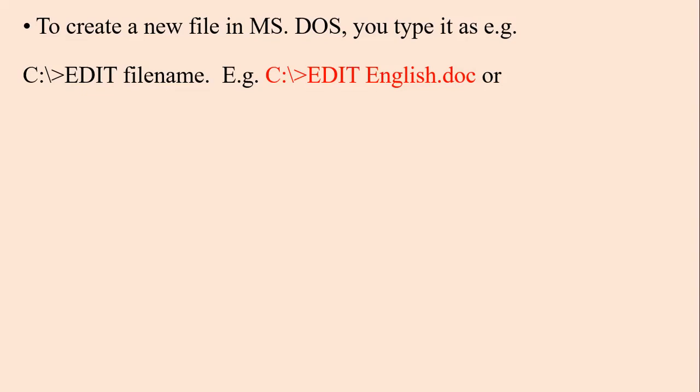For example, if you want to create a file in DOS called English, which is a document file, what you do is on the command prompt C:\, type the command edit followed by a space, then the name of the file, which is English, and then its extension for identification purposes, which is .doc.